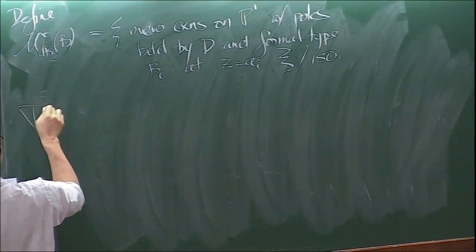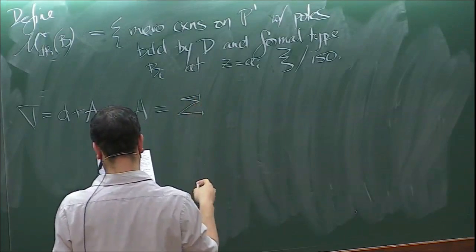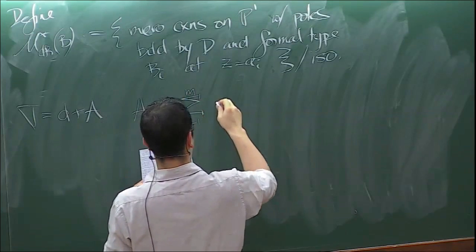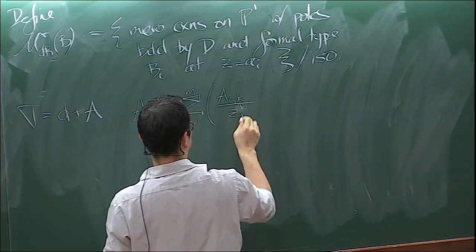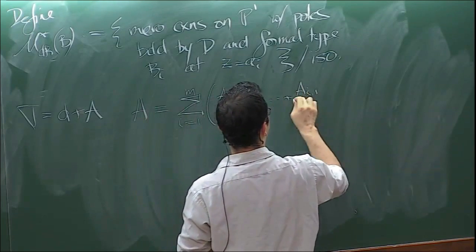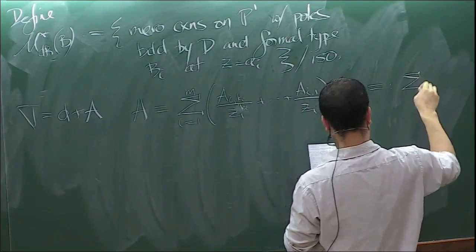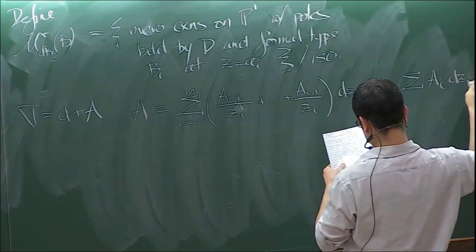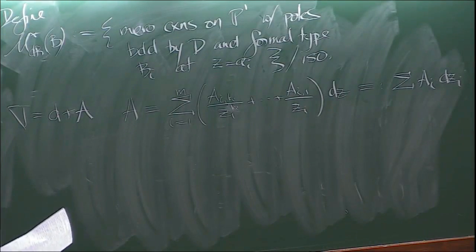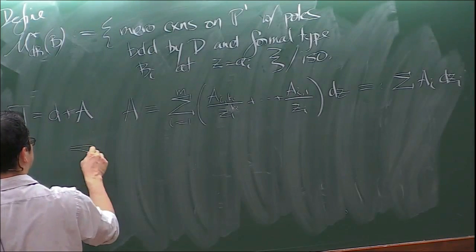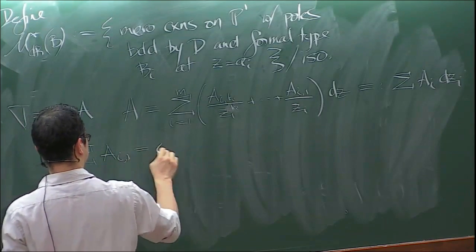Okay, so as before, you can write nabla equals d plus A, and this time A will be of this form. What you see are the polar parts. So you have Ai,ki over z to the ki, up to Ai,1 over z minus zi. So let's just write this as the sum of Ai over z minus zi. And again, we assume that infinity is not a pole, so we have the same condition that the sum of the residue terms has to be zero. So the sum of the Ai,1 is zero.